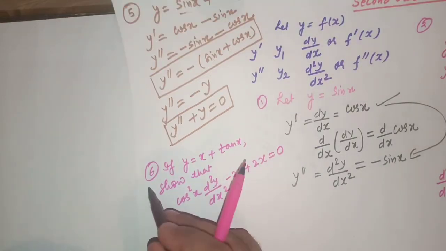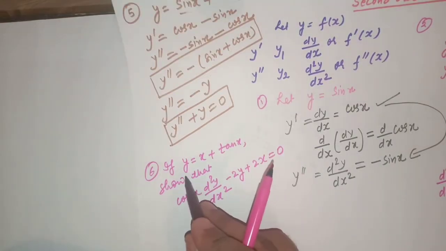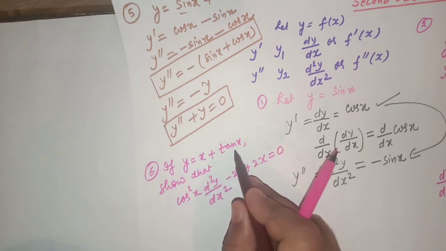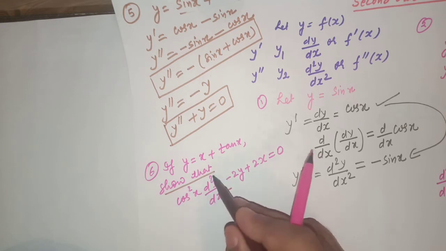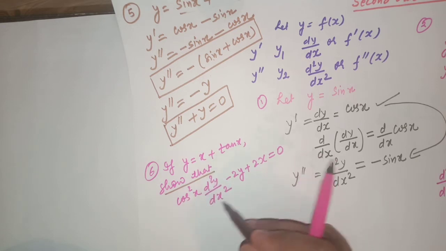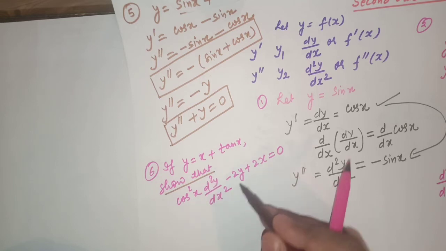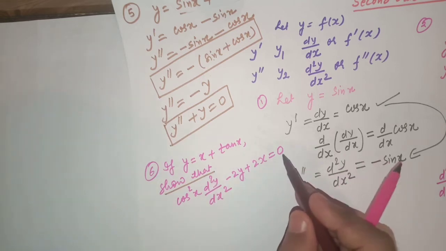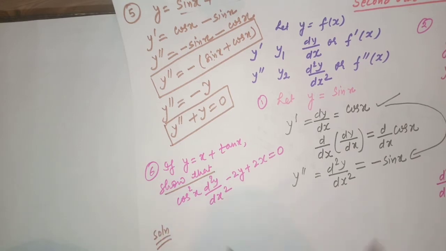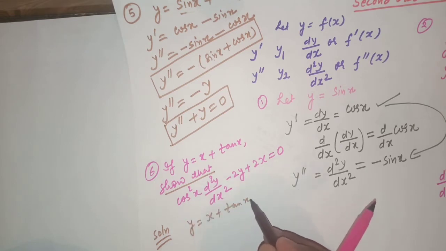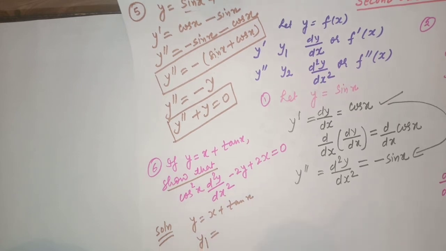Now let us take problem number 6. Here if y equal to x plus tan x, we have to show that cos square x multiplied by the second derivative, that is d2y over dx2, minus 2y plus 2x equal to 0. So let us prove it. Now we have y equal to x plus tan x. Clear? Now let us first find the first derivative, which is y1 or dy over dx.